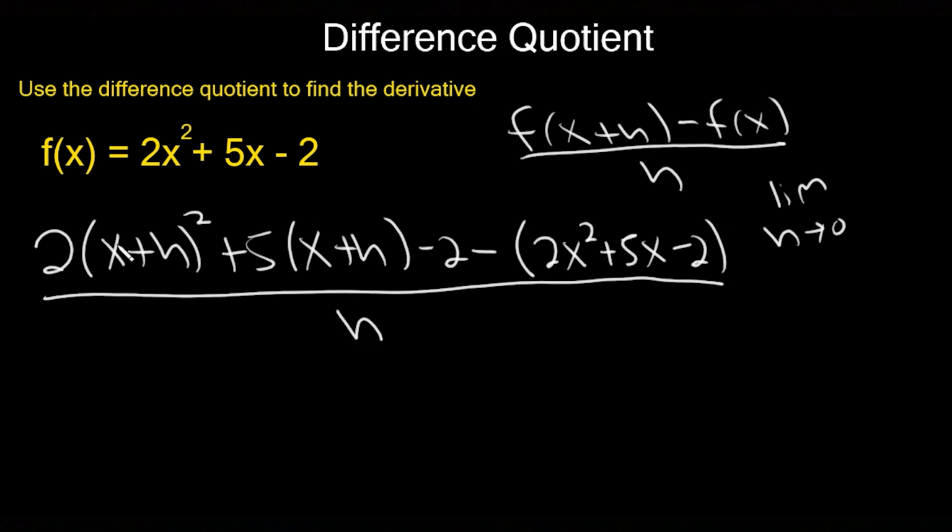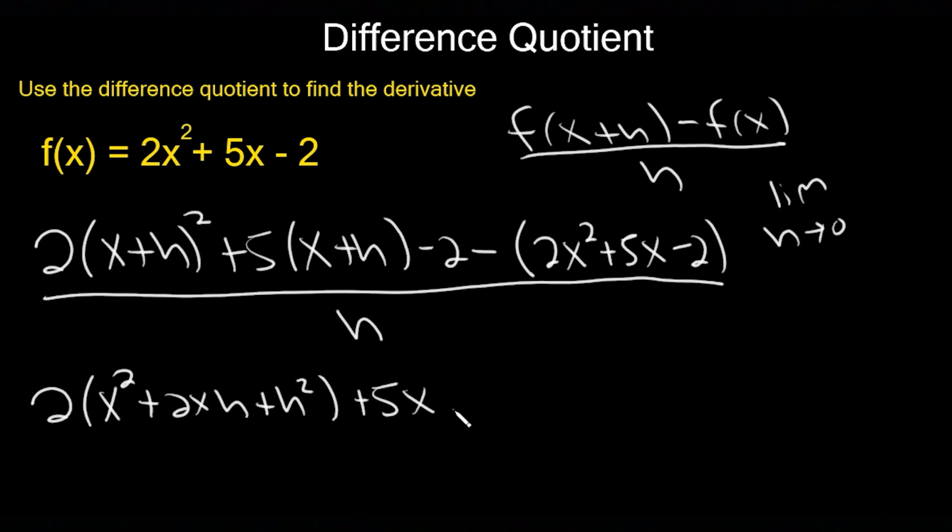So going left to right, I have x plus h squared. I can use FOIL to expand that out. When I do that, I get the following. I get 2 times x squared plus 2xh plus h squared, and then we close it. Okay? Then I can take this 5, I can distribute inside. I get plus 5x plus 5h, okay?